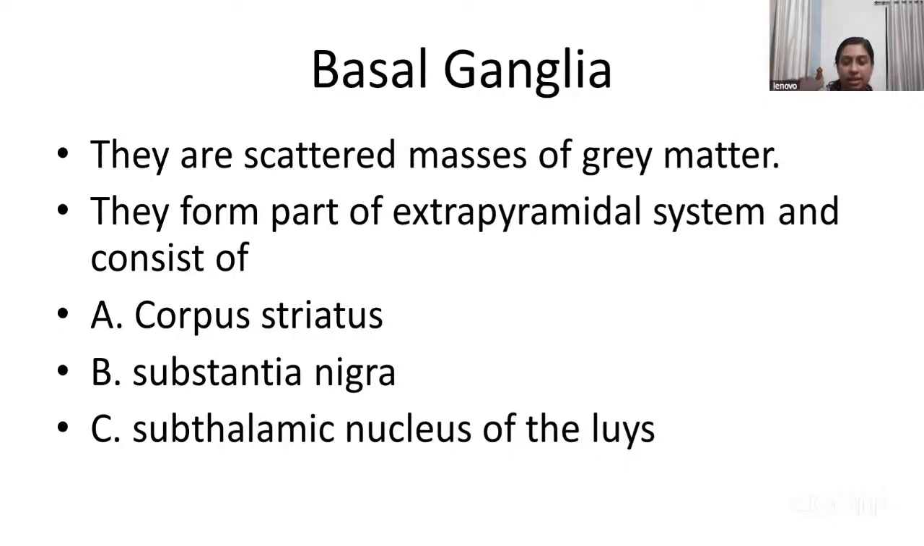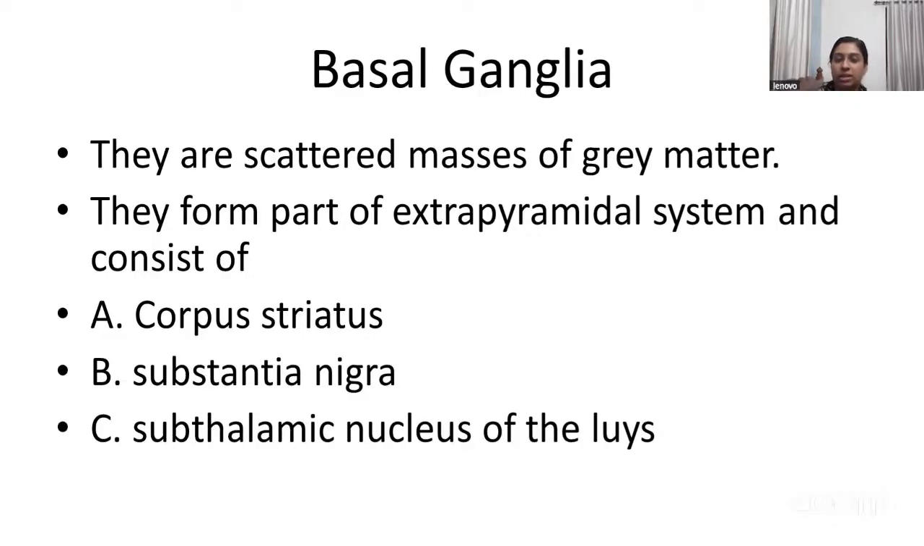Next is basal ganglia. This portion is also very important. Many questions are asked from this particular portion. Okay. What is basal ganglia? They are scattered masses of gray matter. You have to remember one thing. What is gray matter? Gray matter is a collection of cell bodies of neurons, whereas white matter is the axons. A group of axons is called white matter.